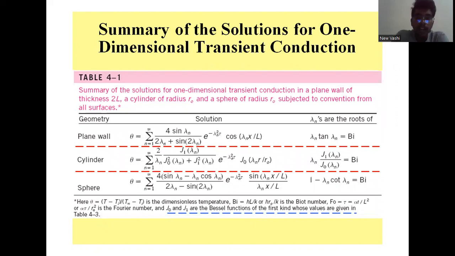Summary of the solution for one-dimensional transient conduction. Summary of the solution for one dimension in the plane wall with thickness 2L, and the cylinder and the sphere of radius R, not subjected to convection. Here, in the case of a plane wall, cylinder and sphere, these are the solutions that are required for transient conduction. Here theta is equal to (T − Ti)/(T∞ − Ti). It is the dimensionless temperature. Bi is equal to hL/k or hR0/k, the Biot number.